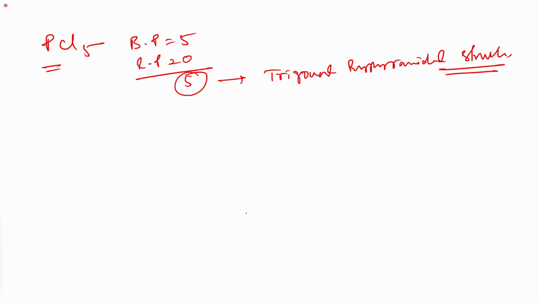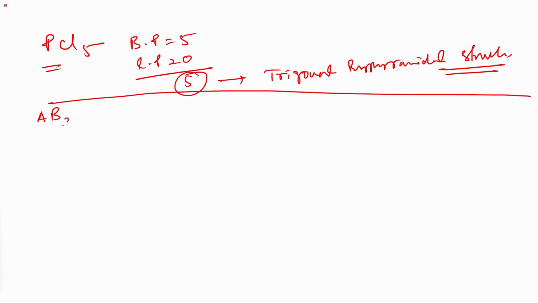Now, the second point is the molecule type. It is nothing but similar to whatever I am telling. Again, suppose this is a molecule AB2E, where E is for lone pair and A is the central atom. So when it is AB2E, the bonded electron pair equals 2 and the lone pair equals 1. So the total is 3. When it is 3, then the structure will be trigonal planar. So its structure is like that.